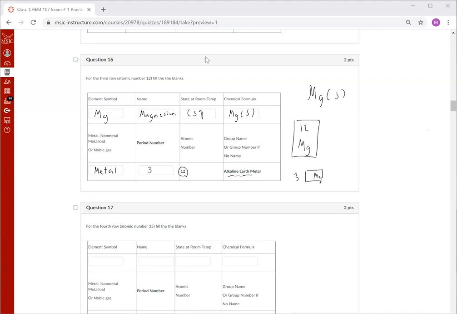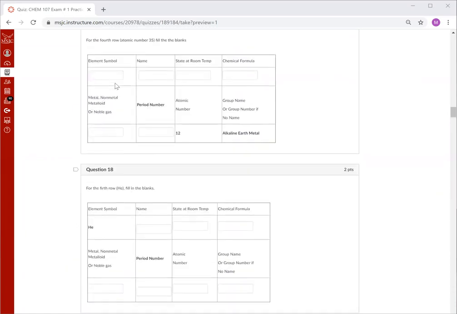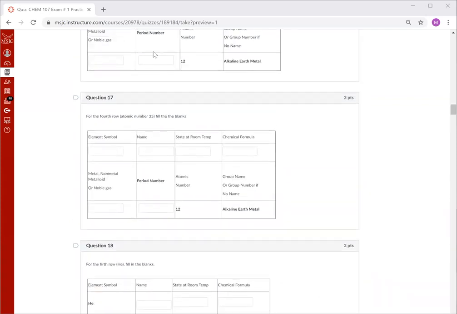So let's look at this next example. In this case, we're given, this one has an error. So I provided you that the atomic number is 35, and I'd like you to tell me what element has an atomic number of 35. Bromine. Bromine, exactly right. So then we fill in the symbol for bromine.